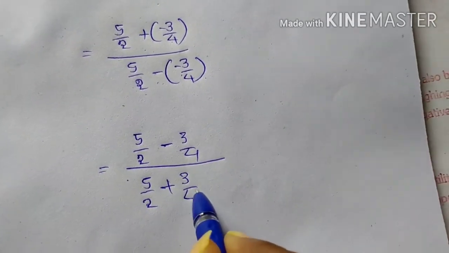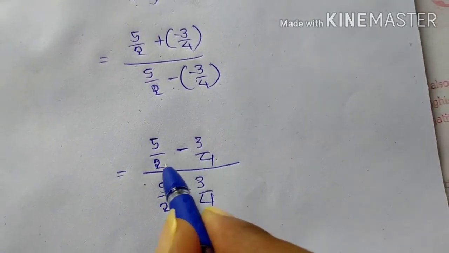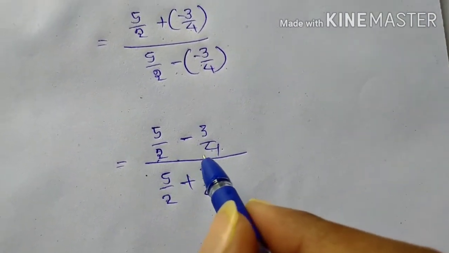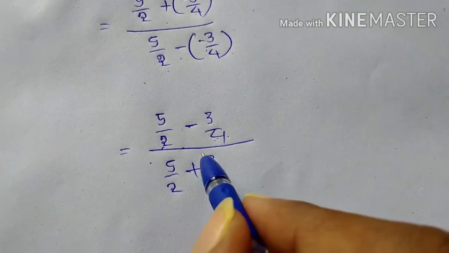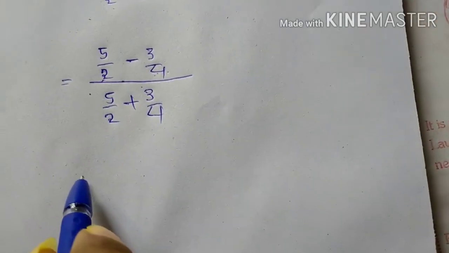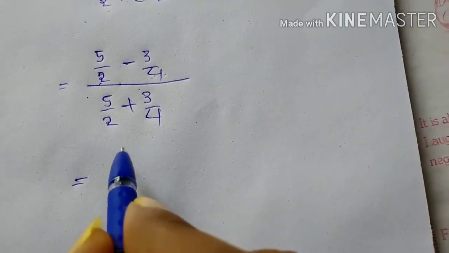Yes, 3 by 4. Now you can see these are unlike fractions. Can you do LCM or cross multiplication? Which is better? You can do either one. See here I am doing cross multiplication. Even though we do LCM also, we will get the correct answer.